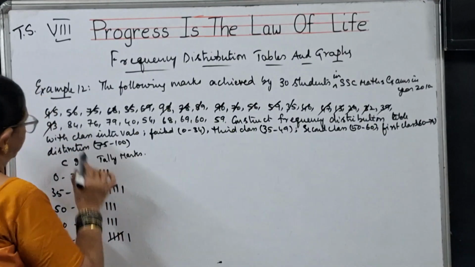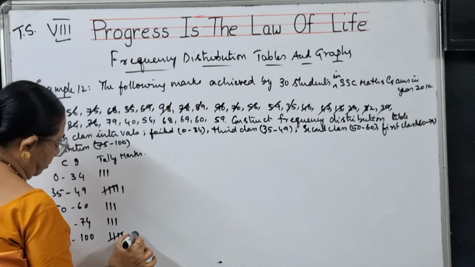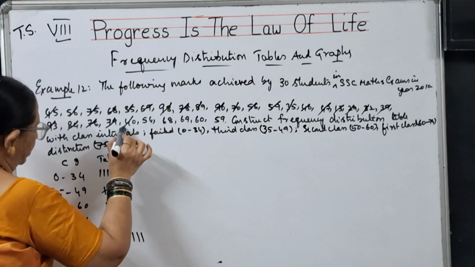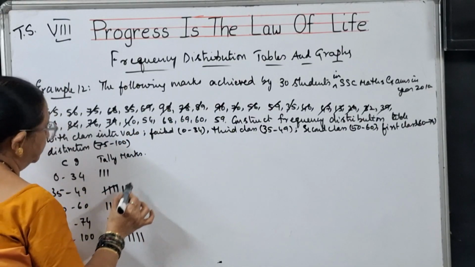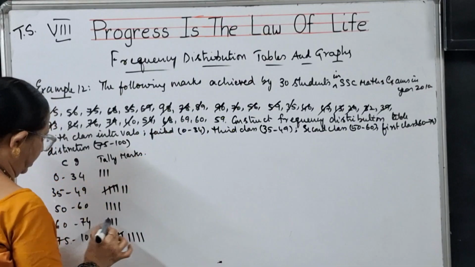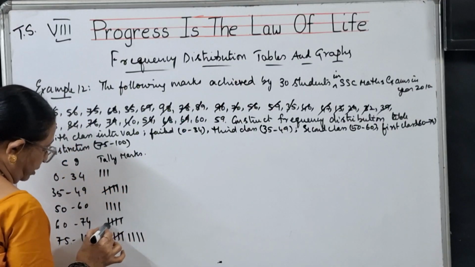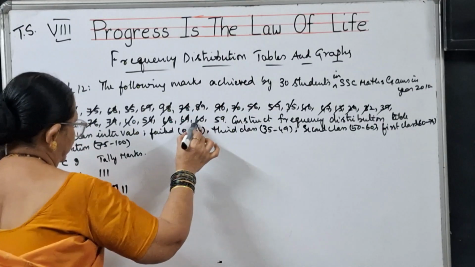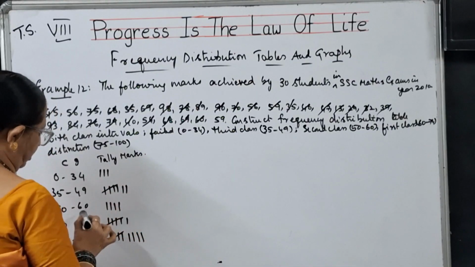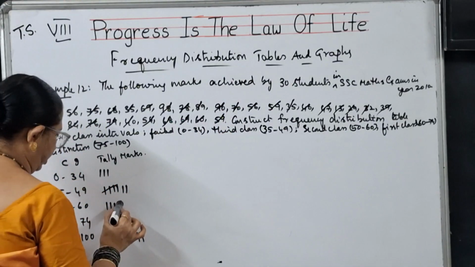93 will come here. 84 also will be here. 76 will be here. 79 also will be here. 40 will come here. 54 will be here. 68 will be here. 69, 4 completed, fifth one. 60, see children, 60 you have to take here. Don't take it here because these two are repeated. 59 will be here, 4 are there, 5.